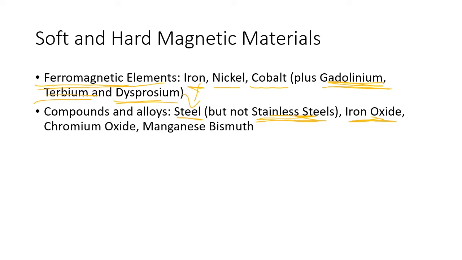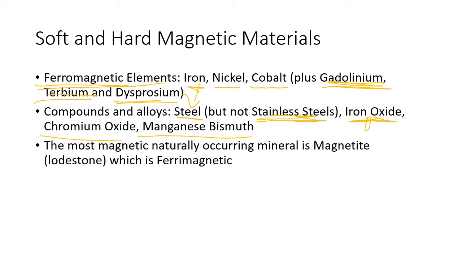Normal iron oxide is magnetic, but iron can take several oxidation states, so not all iron oxide is magnetic. Chromium oxide, and then you can start getting some odd compounds by mixing odd things together that become ferromagnetic, like manganese and bismuth. 50-50 mix of those two will give us a ferromagnetic material. The most naturally occurring mineral that's magnetic is magnetite, and it used to be called lodestone.